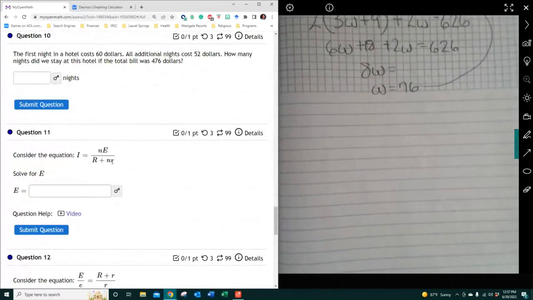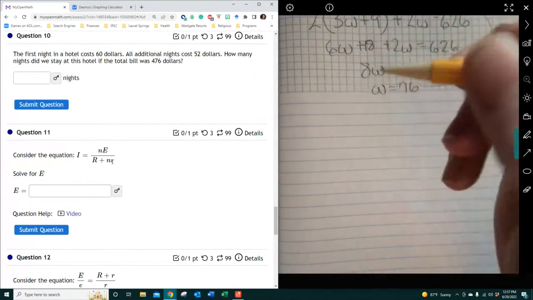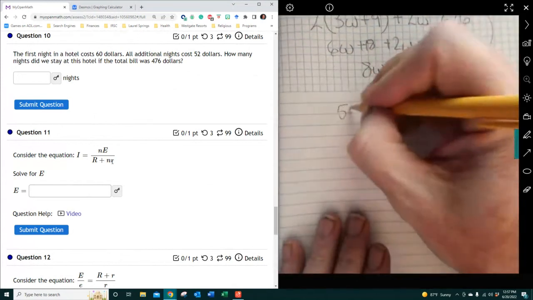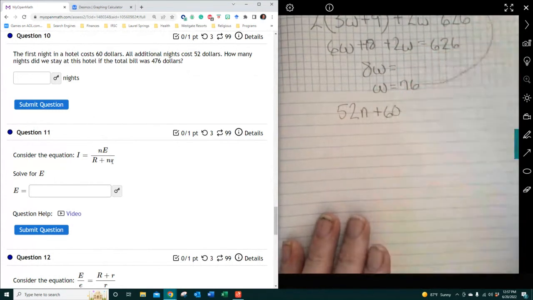Question number 10. The first night in a hotel costs $60. All additional nights cost $52. How many nights did we stay at the hotel if the total bill was $476? So the first night was $60, $52 for the rest of the cost. So $52 a night plus the $60, okay?